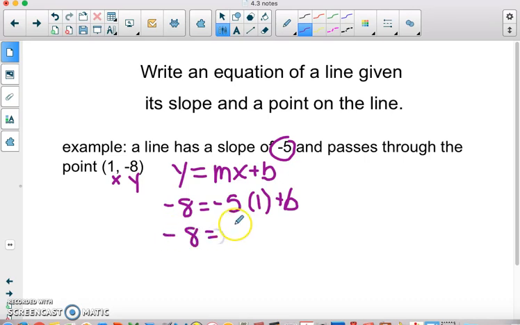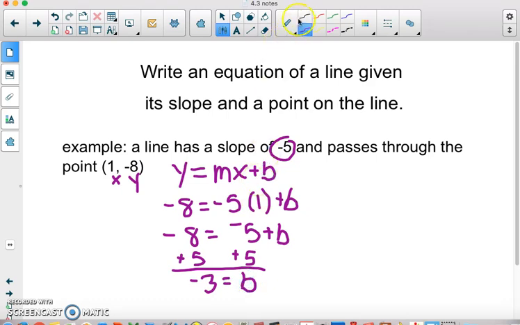So I have negative 5 times 1 is negative 5 plus b. And to get b by itself, I can add 5 on both sides. This will give me negative 3 equals b. Now that I know what my y-intercept is, I can plug it into the equation. And I have y equals negative 5x minus 3. And that would be my final answer.